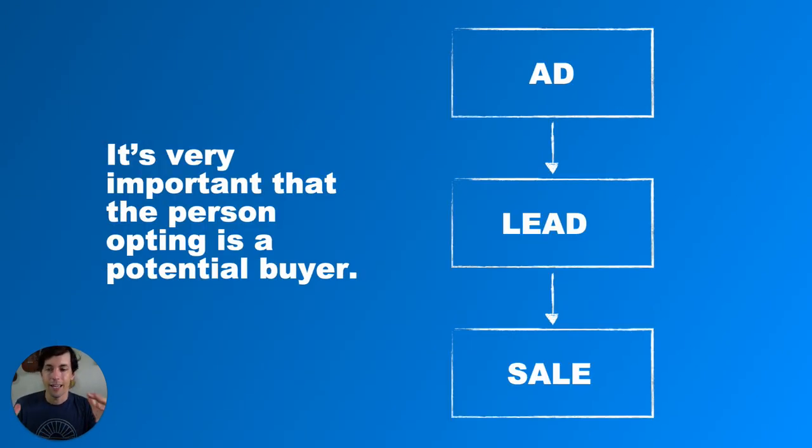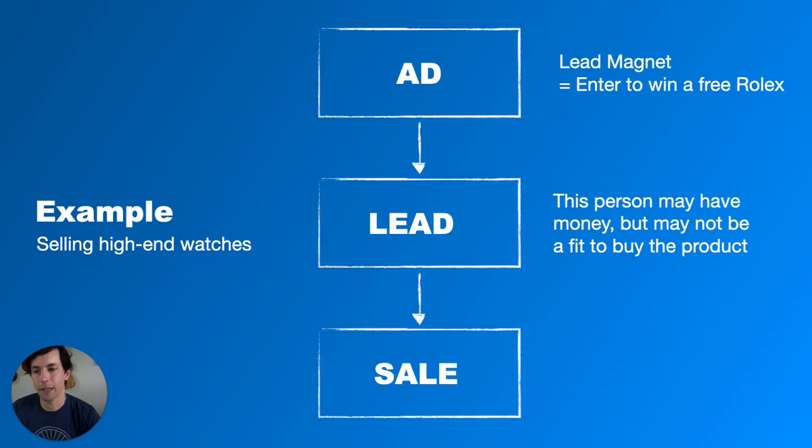All right. It's very important. This might seem obvious, but it's very important that the person opting into the thing that you're offering is a potential buyer. So when would this not be the case? Let's take for an example a company selling high-end watches. Let's say they put a lead magnet on Facebook and you say, hey, we're giving away a free Rolex, opt in below, and you start collecting email addresses.